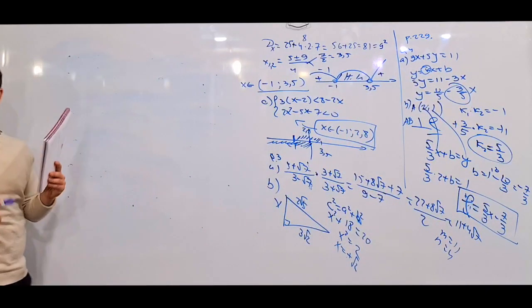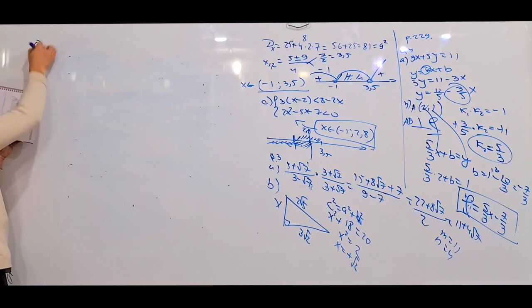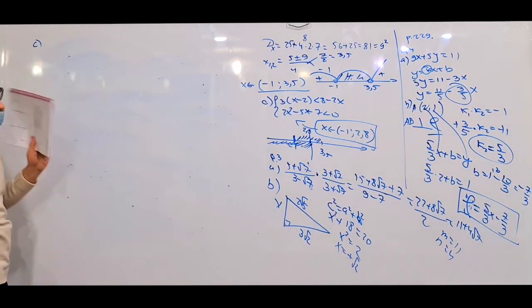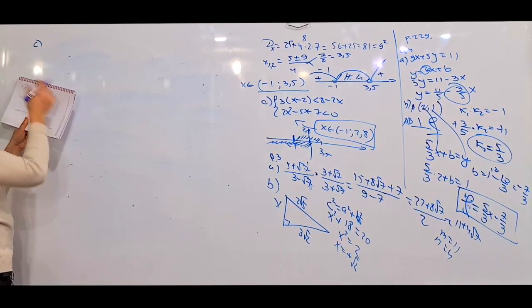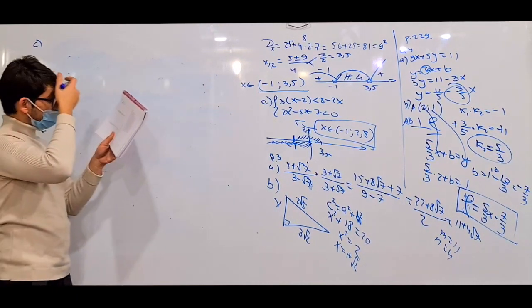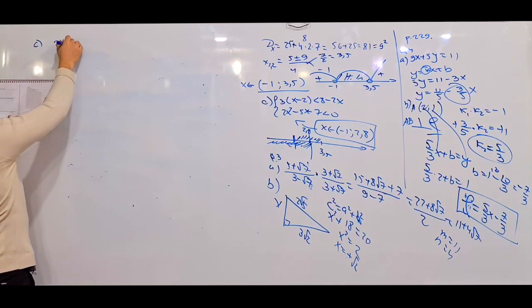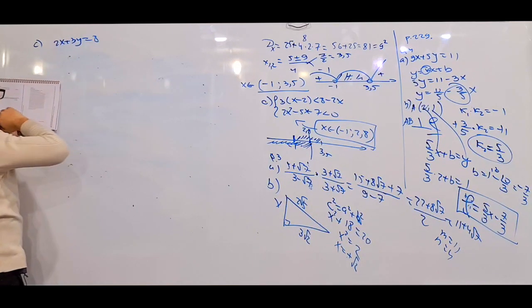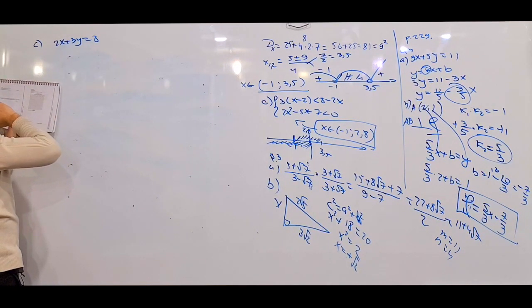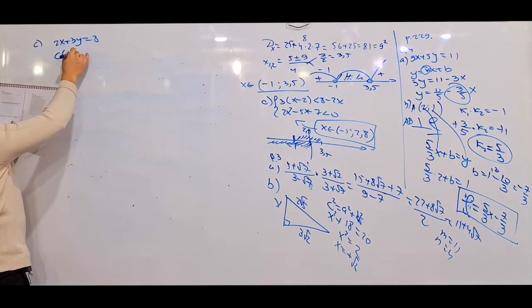Question 5. C part first, right? Question 4C, page 229. The line AB intersects the line with the equation 2x plus 3y equals 8 at the point C. Find the coordinates of C. Just find C, x, y.